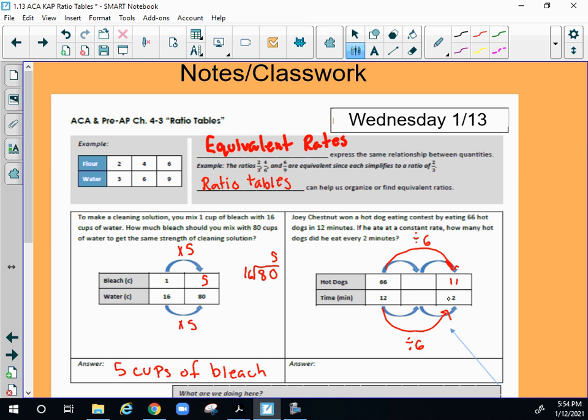If you did not see that right away, you could also start off by dividing by 2 or 3. Divide by 2, divide by 2, and you would get 33 over 6. And then over here you could divide by 3, divide by 3 to get 11 over 2. So you can always break it down into smaller chunks if you need to. And our answer would be 11 hot dogs.